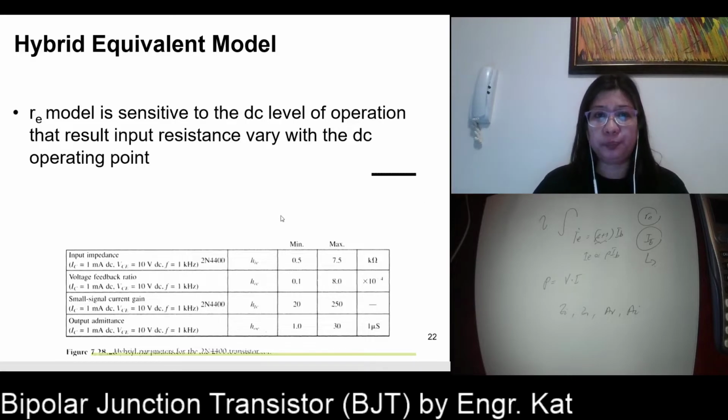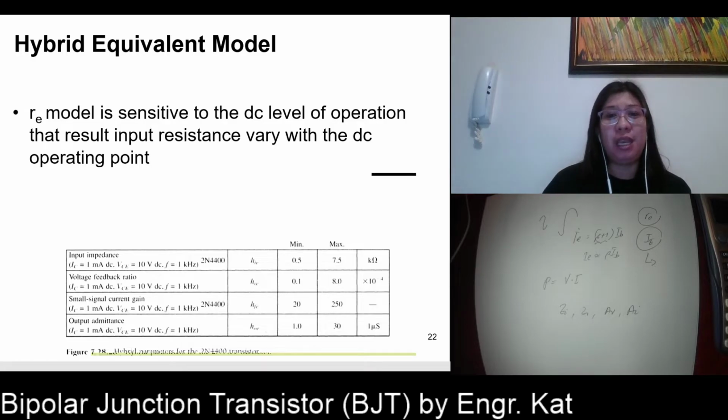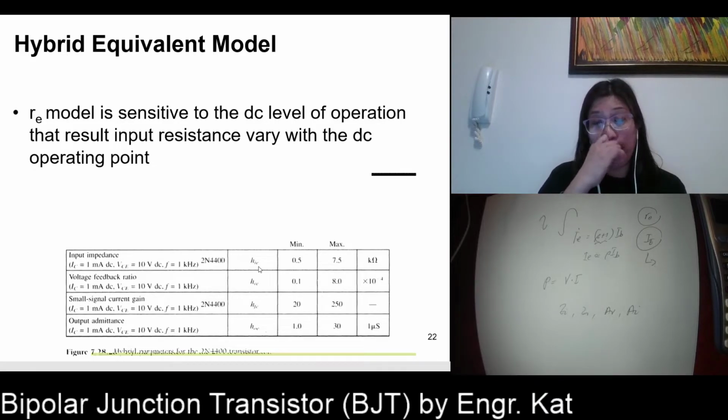So what are those? We still have an input impedance. The input impedance is called HI. The subscript I here is for the input. Your E here is for common emitter. If we are using common base, you just have to replace it with HIB. The B is for common base. Since we are referring to common emitter, we will be calling it HIE.